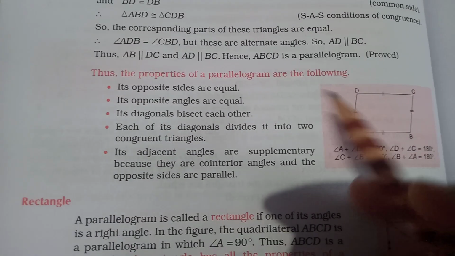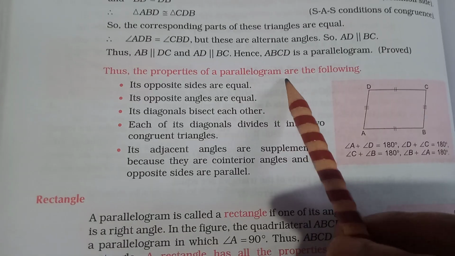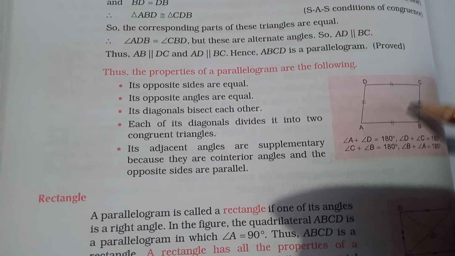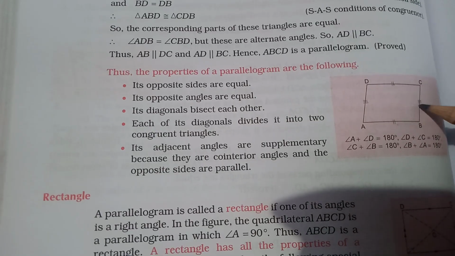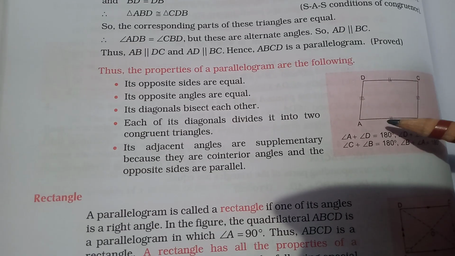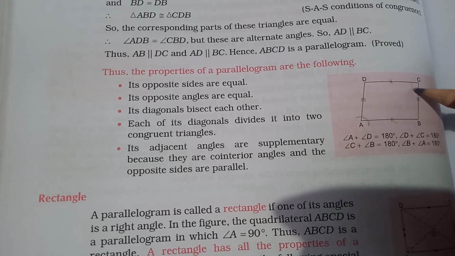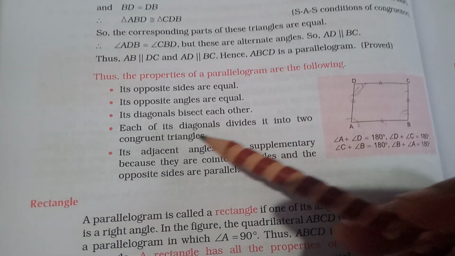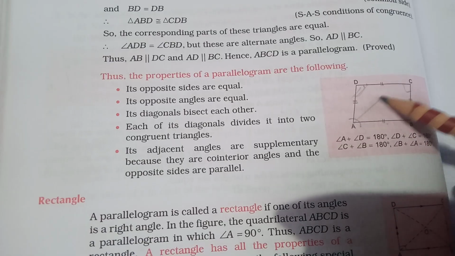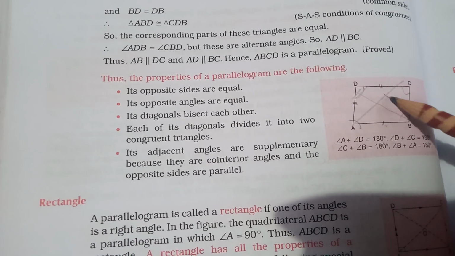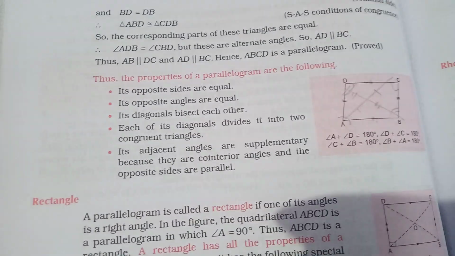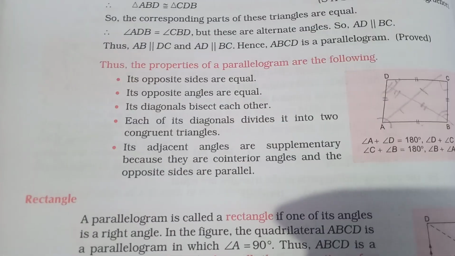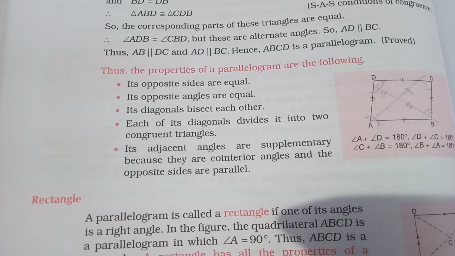Let's again have a quick recap of the properties. Properties of a parallelogram are the following. Number 1, opposite sides are equal, meaning this side is equal to this side and this side is equal to this side. Opposite angles are equal: angle A is equal to angle C, angle B is equal to angle D. Its diagonals bisect each other. If I draw these two diagonals, they bisect each other. Then diagonals divide the parallelogram into two congruent triangles.